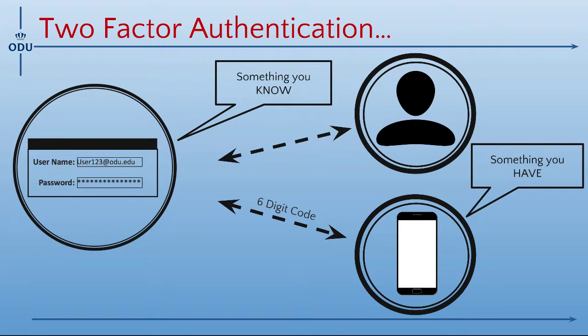So what this prevents is someone from stealing your user ID and password and being able to log into the system, because unless they had possession of your phone as well, they wouldn't be able to do that. So two-factor authentication: first factor, something you know. Second factor, something that you have or something that's in your possession.